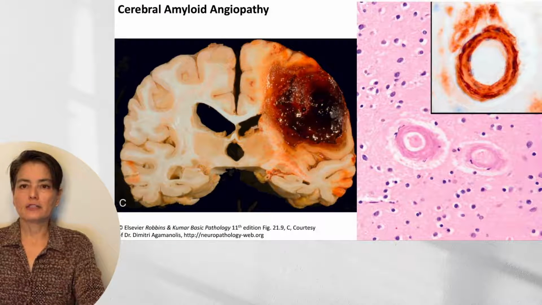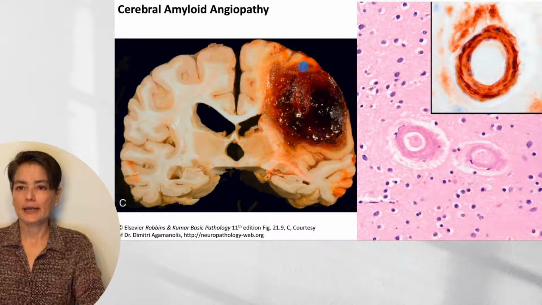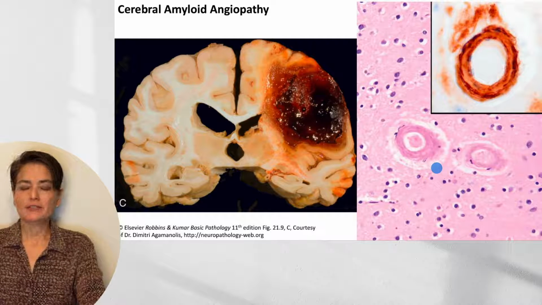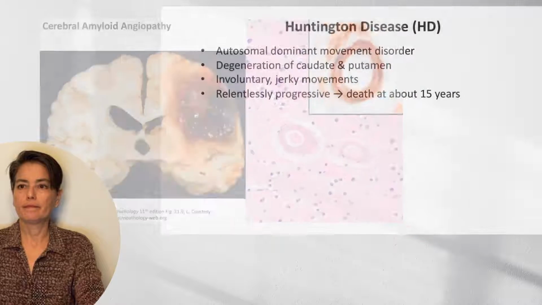Our final histologic finding for Alzheimer's disease will be cerebral amyloid angiopathy. You can see here we have a significant intraparenchymal hemorrhage, and if we look histologically, you can appreciate that the vessel walls are thickened and have this somewhat glassy appearance. We could visualize the amyloid using a Congo red stain, or here using an immunohistochemical stain for A beta peptide.